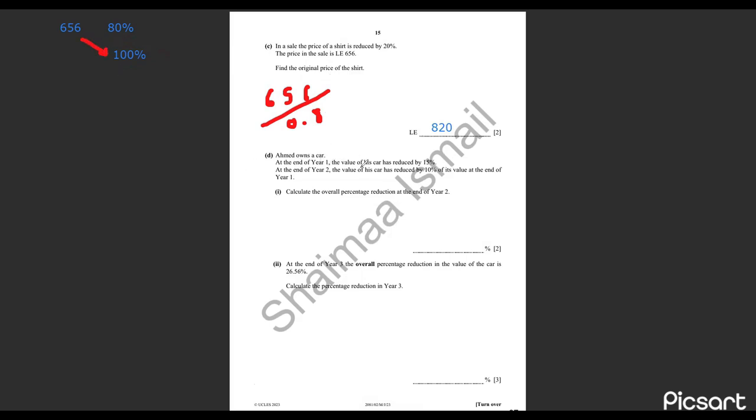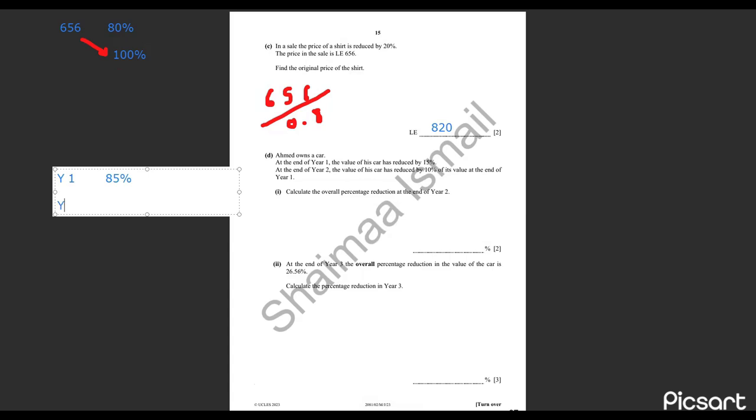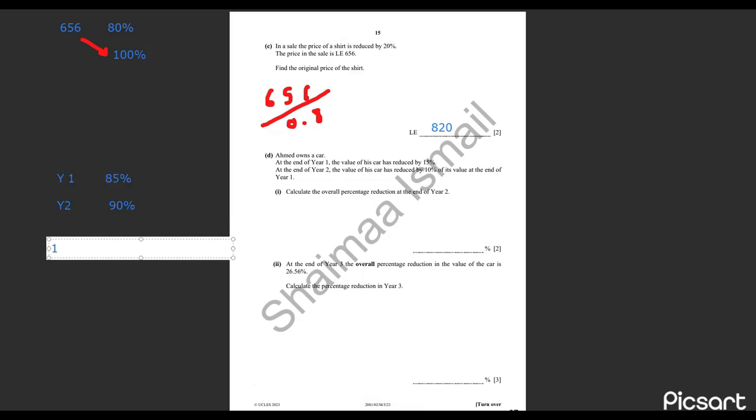Okay, Ahmed owns a car. At the end of year 1, the value of the car is reduced by 15%. So in year 1, we have a 15% reduction. So we say year 1, the price of the car is 85% or 0.85. And in year 2, the reduction was 10%, what this means is it will be 90% of year 1. Okay, calculate the overall percentage after year 2. So we say that we have a 1, which is 100%, minus the reduction, which would be 0.85 multiplied by 0.9, changing it into decimal.